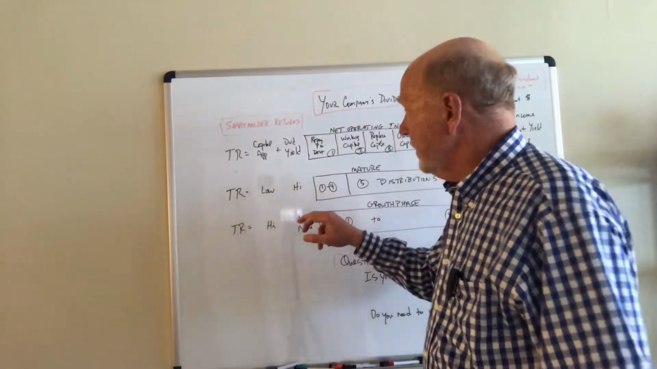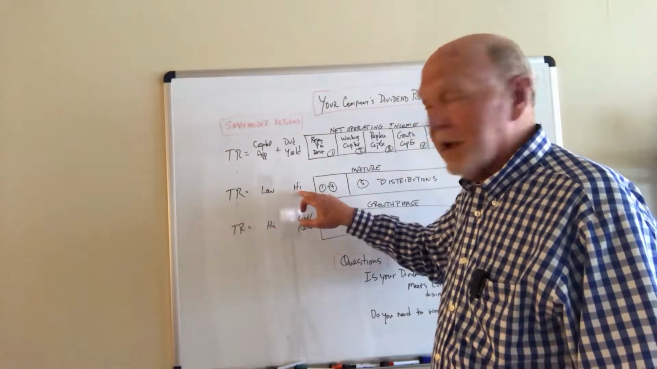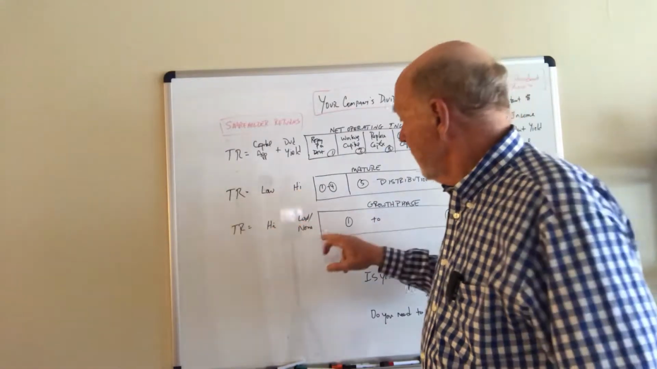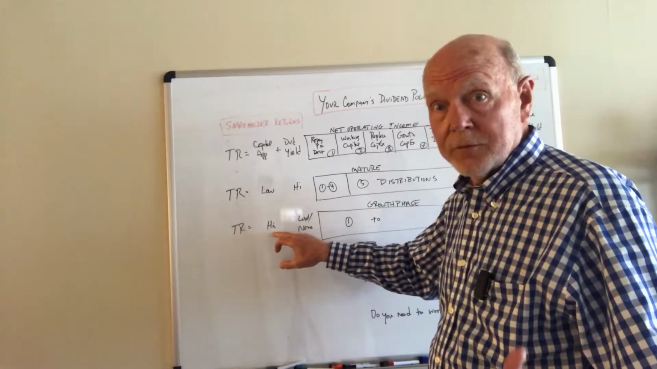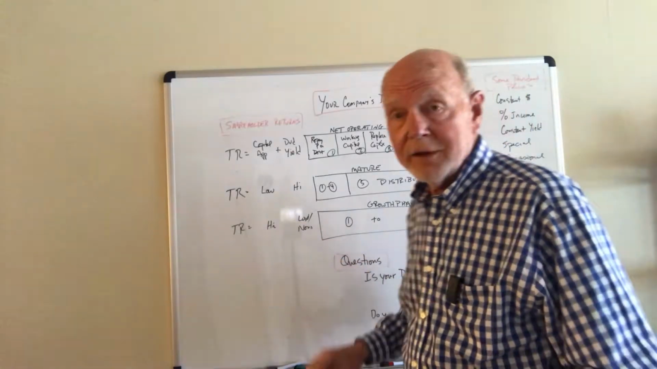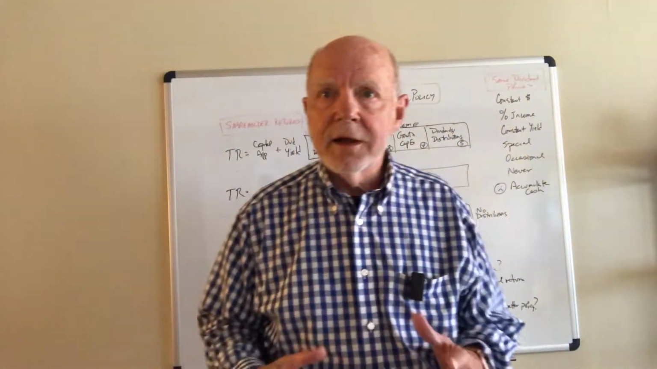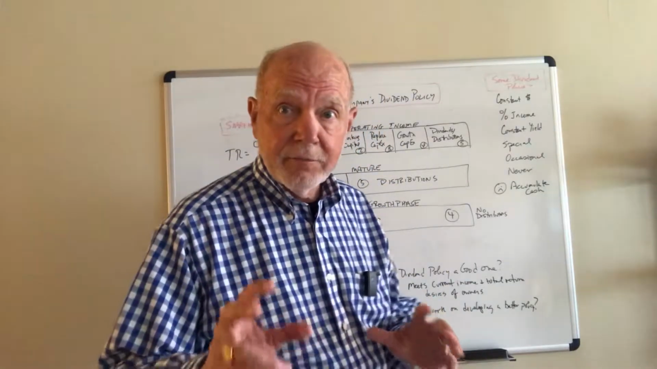In the mature company, the total return would be low in terms of capital appreciation and high in terms of dividend yield. With the growth company, the total return should be high in terms of capital appreciation and low or none in terms of the dividend. So companies can have a variety of dividend policies. Let's just look at a couple of them and mention them.